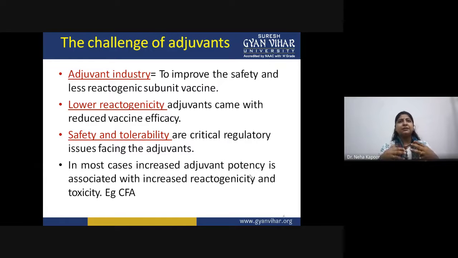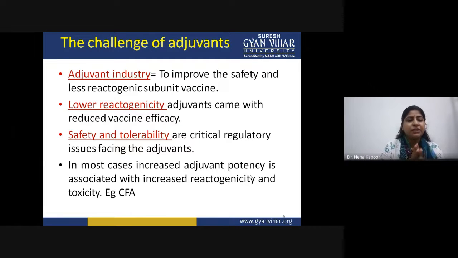However, there are certain challenges. Right now we are talking about how effective these adjuvants are: they improve immunogenicity, they control the release of antigen, and they are effective in newborns, elderly patients and immunocompromised patients. But the point is there are certain challenges that these adjuvants face.